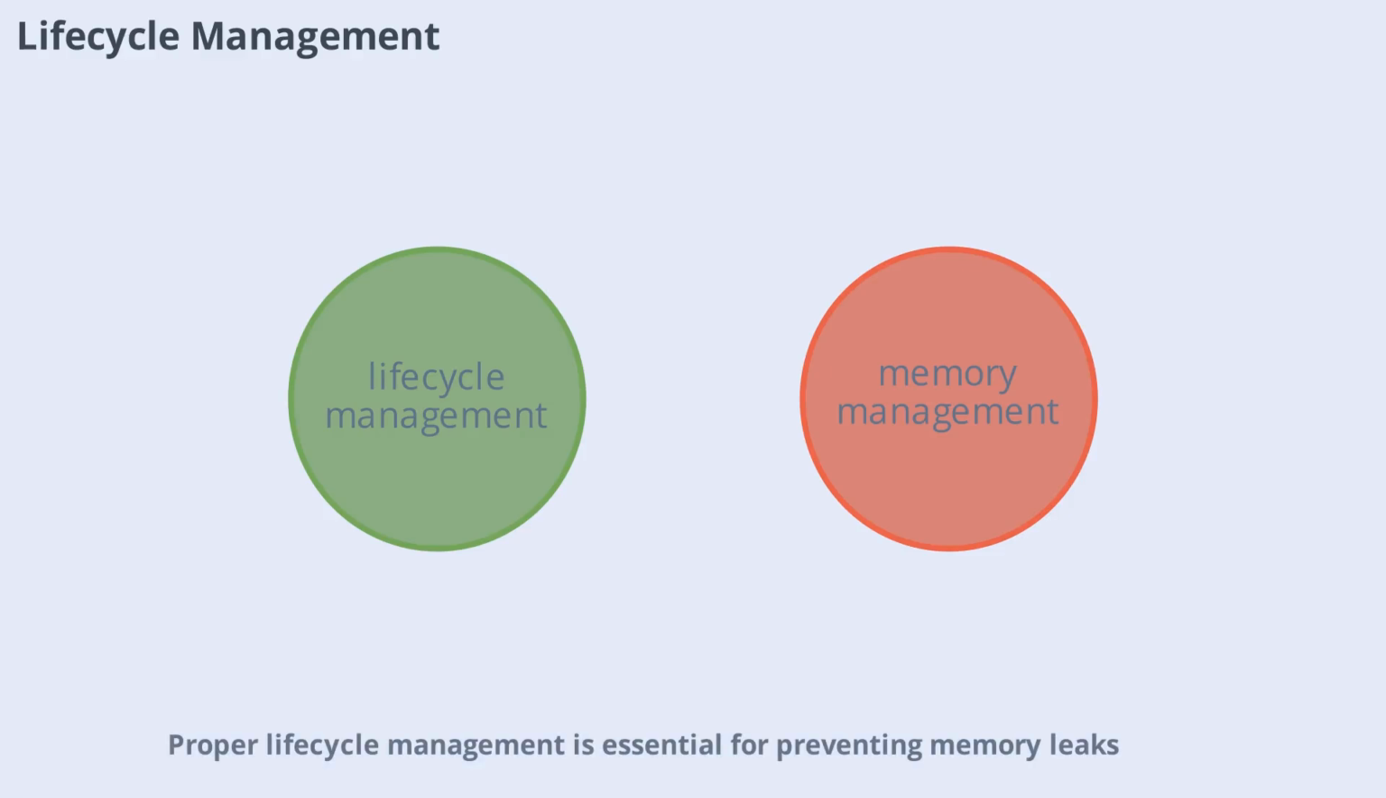Proper lifecycle management is essential for preventing memory leaks. Always clean up resources in onDestroy and avoid unnecessary references to activities or views. Managing lifecycles carefully ensures your app remains efficient and leak-free.